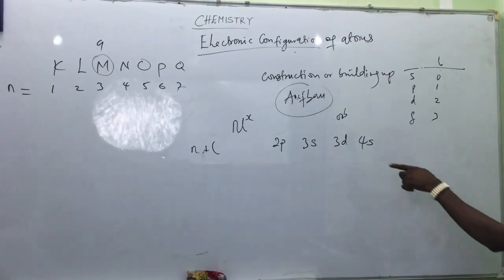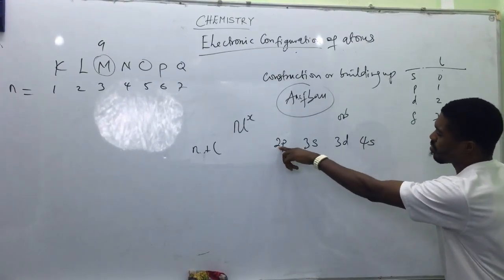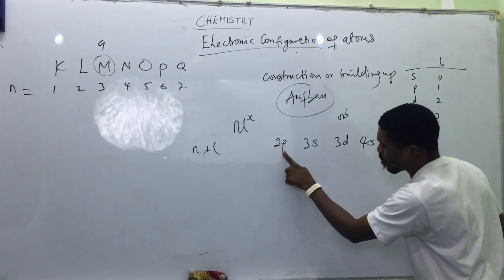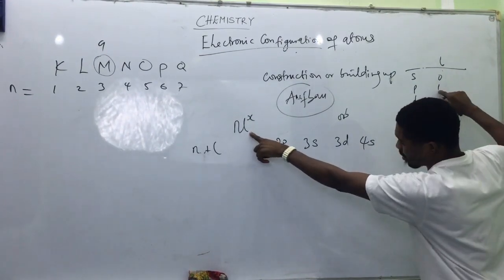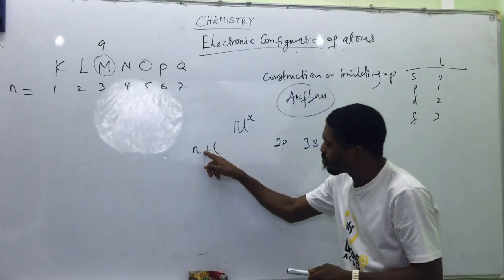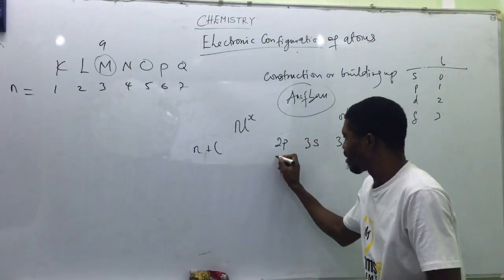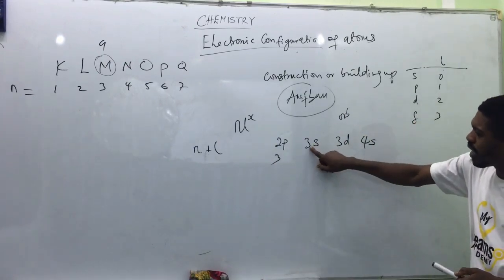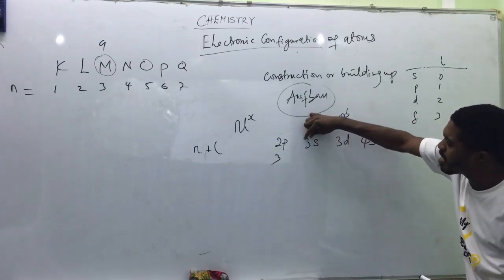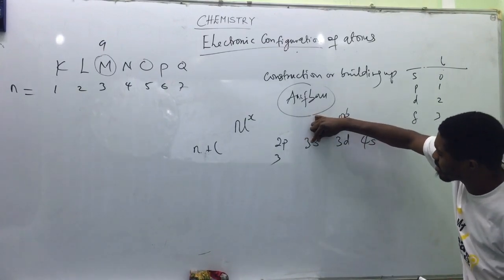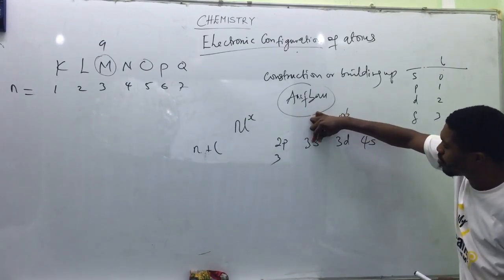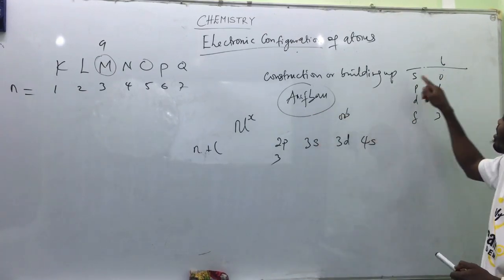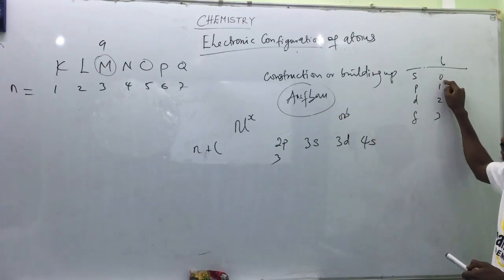So now, for this 2p, the value of N is 2. As you have seen, the value of L here is 1. So if I want to know the N plus L value of this 2p, it is 2 plus 1, which is 3. Now to know the N plus L value of this one, here N is 3, and the L here is 0 because the L value for S is 0. What this S represents is the azimuthal quantum number 0.